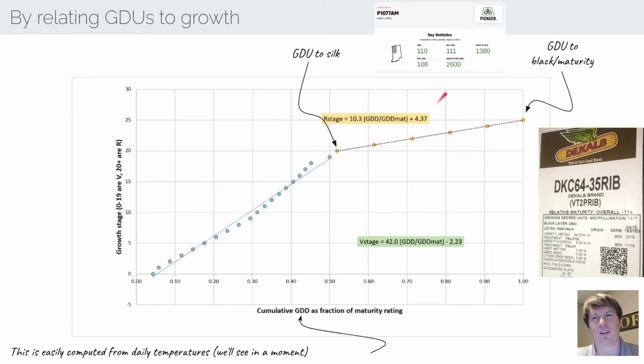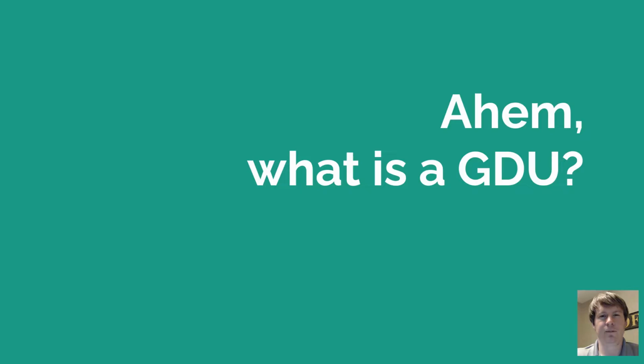stage. Similarly, say for Pioneer, you can go to their website and put in a particular variety name, and get the same sort of numbers. 1,380 to silking, 2,600 to maturity. So if you know what you planted and where you planted it and when you planted it, you can consult your temperature sources and use your manufacturer's variety information to estimate field stages. And now you can essentially estimate the growth stage of all your fields in the farm every day with almost no effort.